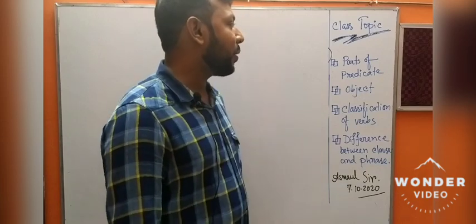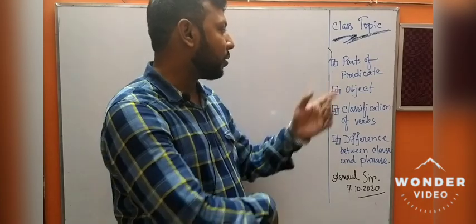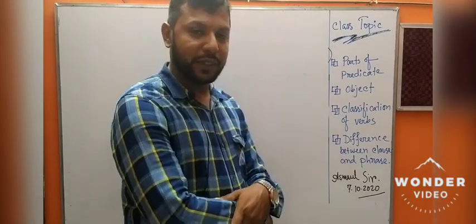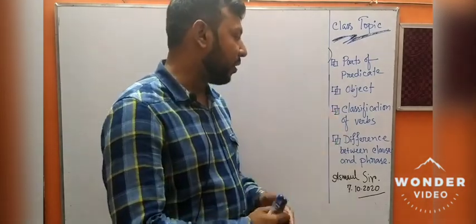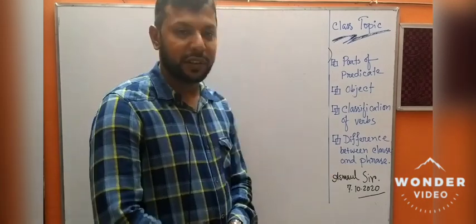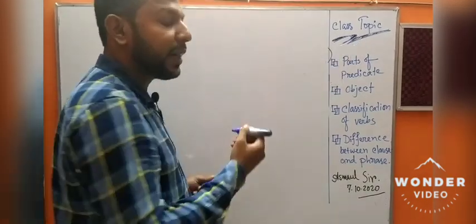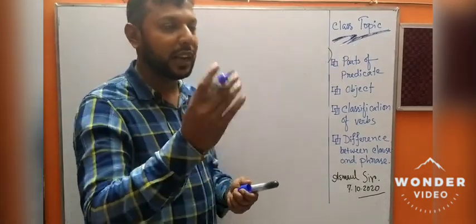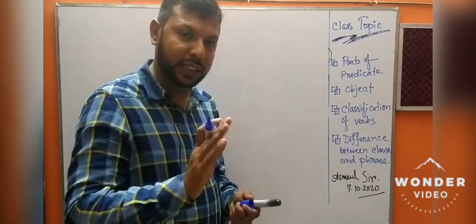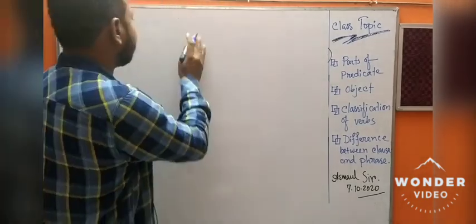Today, the class topic is parts of predicate, object, classification of verb, and last of all, the difference between clause and phrase. So, at first, parts of predicate. You know what is subject and what is predicate. I don't want to say that. Let me write a sentence at first.